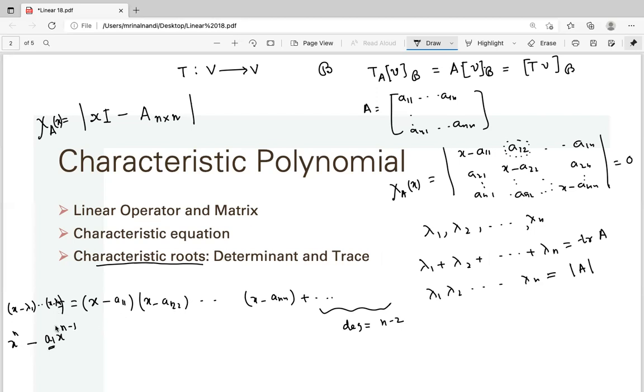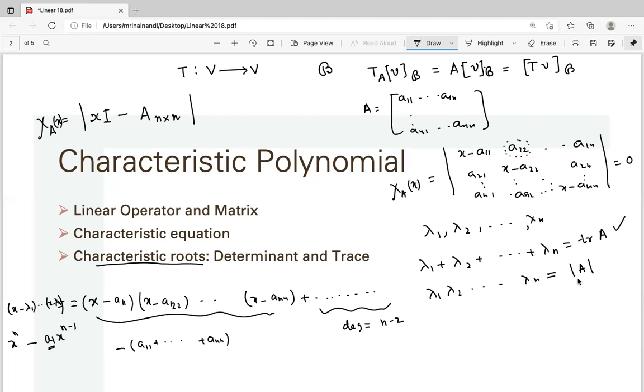Now, in the right hand side also, the remaining terms are of degree n minus 2, so the coefficient of x to the power n minus 1 is coming from only this part, and obviously the coefficient of x to the power n minus 1 is just minus of a11 plus dot dot a1n. So that's why the trace is the sum of all lambda 1, lambda 2, ..., lambda n.